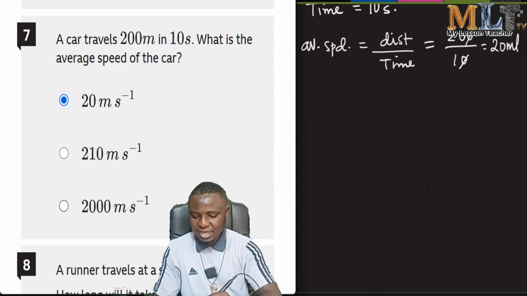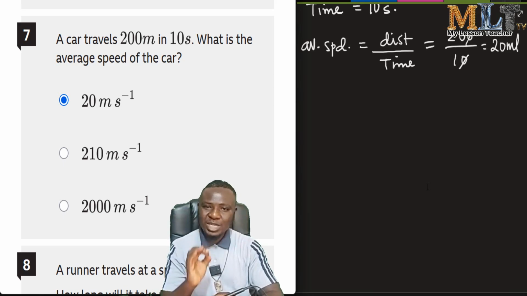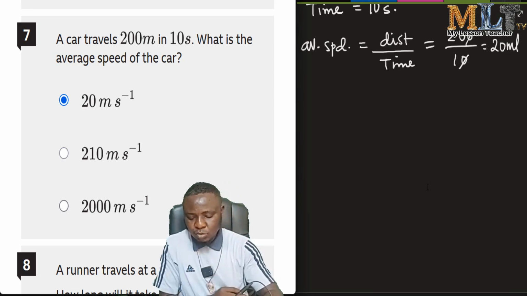If you multiply, the answer is there. If you add them together, you get the answer. If you divide, you also get the answer. So you need to know which is the actual thing to do.